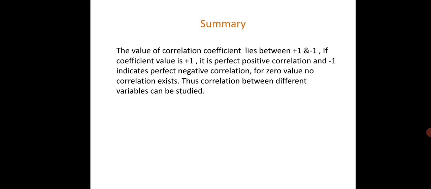So, the summary of this session is the value of correlation coefficient lies between +1 and -1. If coefficient value is +1, it is a perfect positive correlation, and if it is -1, it indicates perfect negative correlation. For zero value, no correlation exists. Thus, correlation between different variables can be studied.